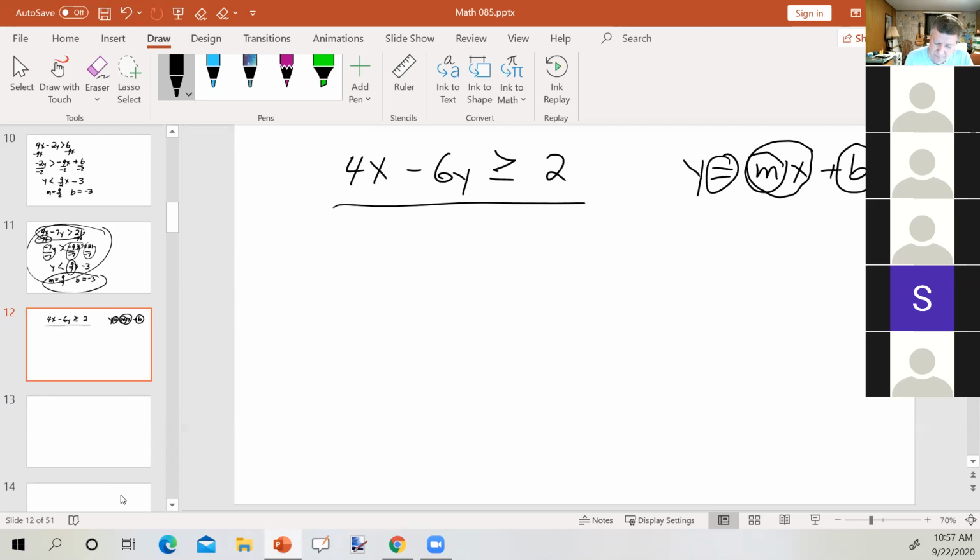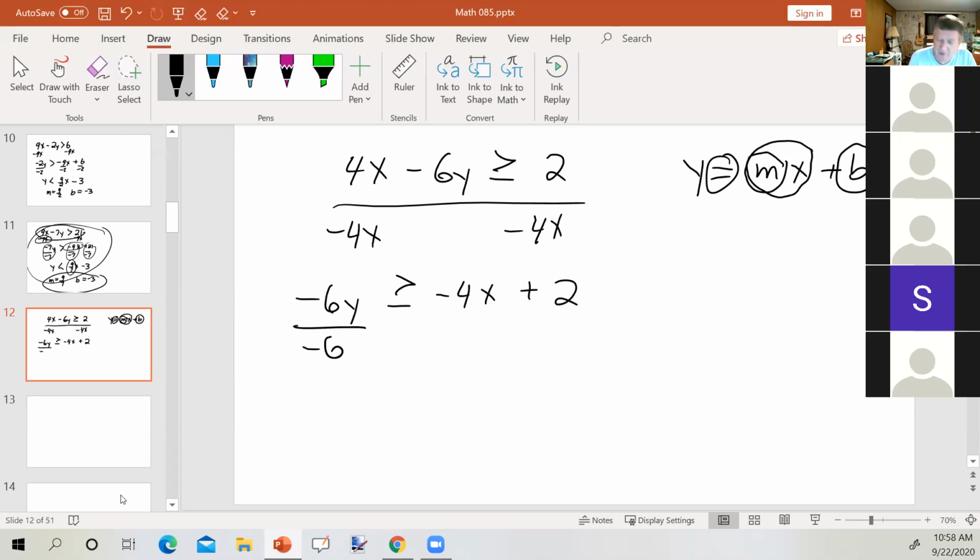So taking this inequality, I'm going to solve for y. So I'm going to subtract 4x from both sides of the inequality. Are you okay with that? Yes. So I've isolated the y term. Now I need to go back and get rid of its coefficient. So since it's -6y, I divide by -6. But whatever I do on one side of the inequality, I have to do to each term on the other side. Oh, okay. So far, so good?